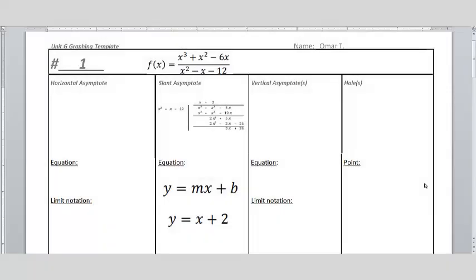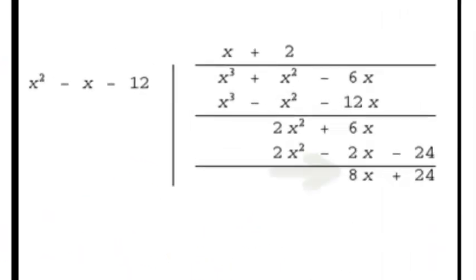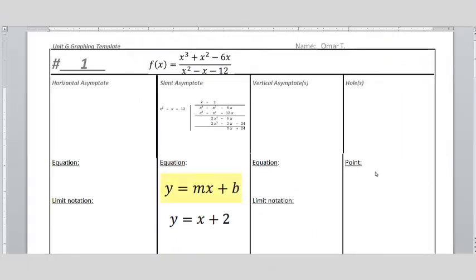To find the slant asymptote, simply divide the top by the bottom through long division shown here. Ignore the remainder and take your answer. Make sure it is in slope-intercept form and write it out in that form.